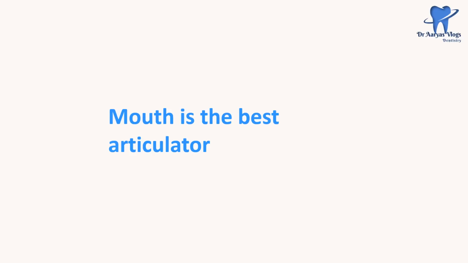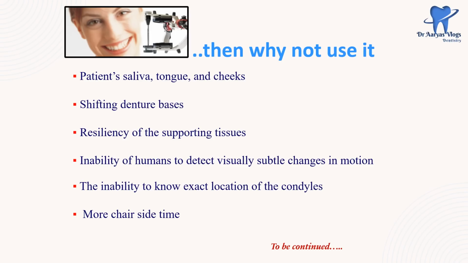We all know the mouth is the best articulator, but we don't use it. Why? Because it interferes with the patient's saliva, tongue, and cheeks. Shifting of the denture bases will occur. Resiliency of the supporting tissues. Inability of humans to detect visually subtle changes in motion. And inability to know the exact location of condyles, and more chairside time.